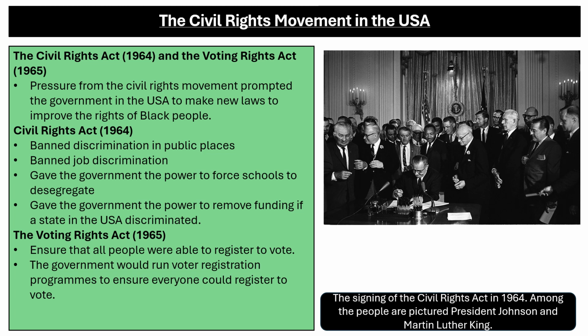The Civil Rights Act said that it banned discrimination in public places, it banned job discrimination, gave the government the power to force schools to desegregate, and it gave the government the power to remove funding if a state in the USA discriminated. The Voting Rights Act of 1965 ensured that all people were able to register to vote, and the government would run voter registration programs to ensure everyone could register to vote.